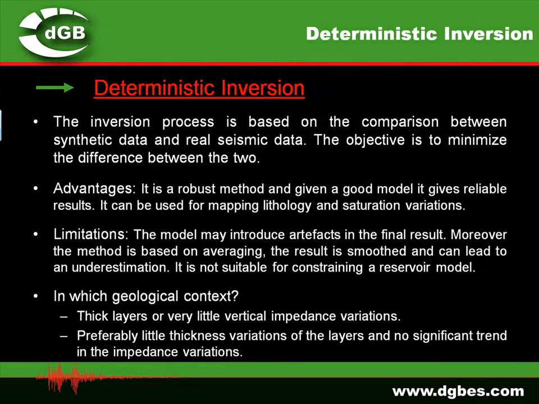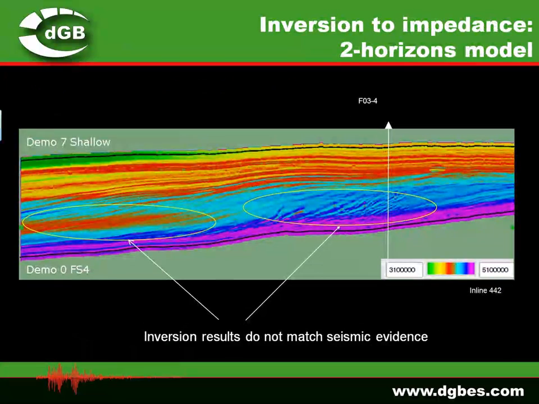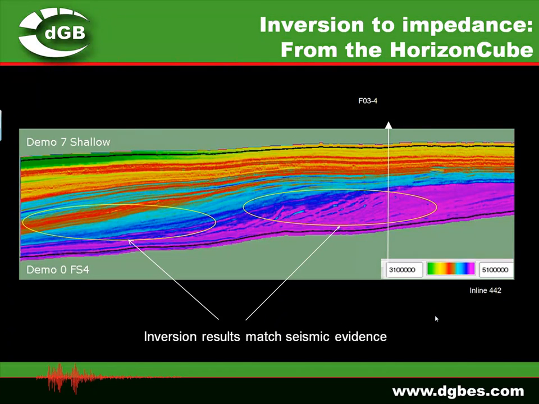So here are the results of the deterministic inversion. That was with the first model, so the one with only two horizons. So that will show you how important the model is. Here you see that it doesn't follow the seismic again, as the model was not following. And here it follows nicely. So that shows how important the model is.